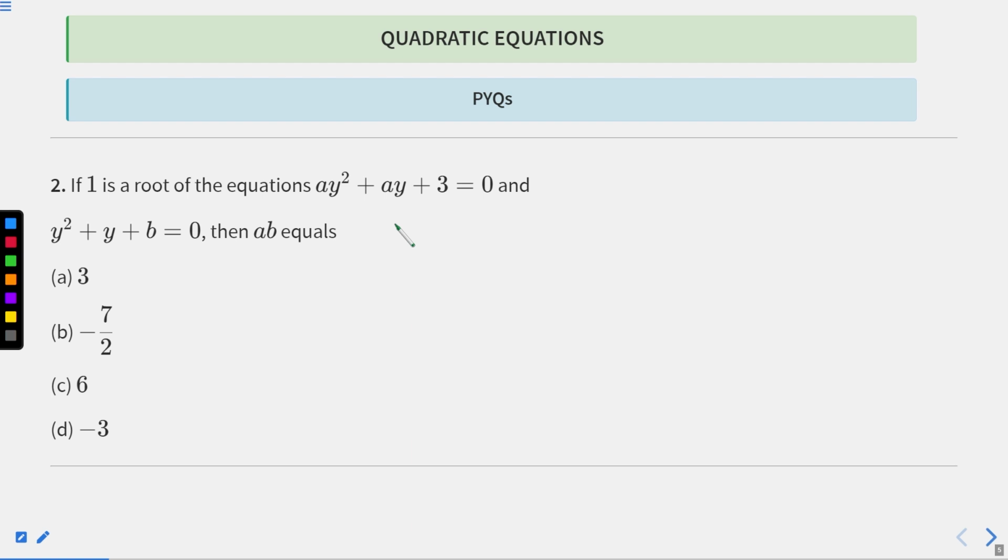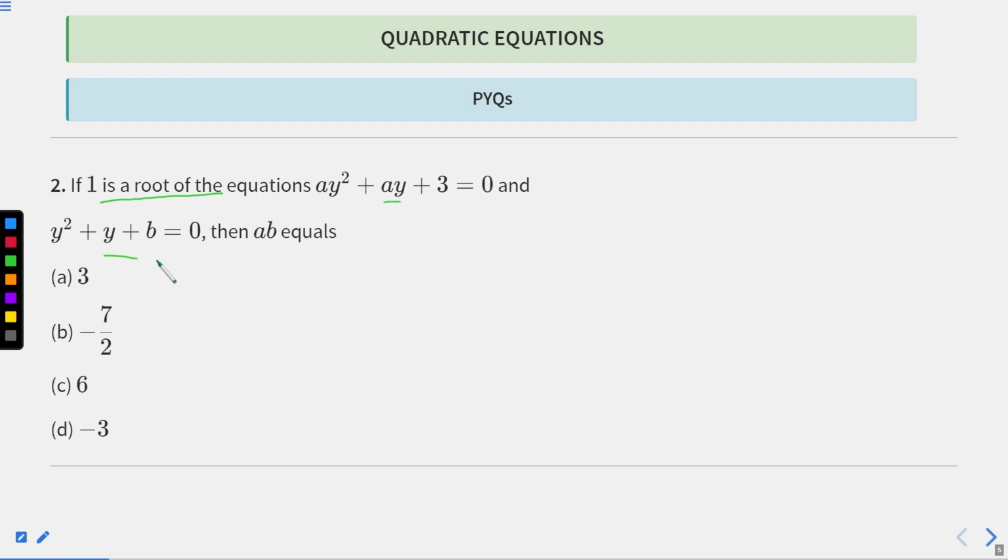Here it says: if 1 is a root of the equations a y square plus a y plus 3 is equal to 0 and y square plus y plus b is equal to 0. So 1 is a root of both of these equations. Students, here we have to find the value of ab.